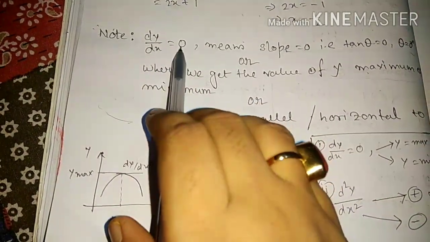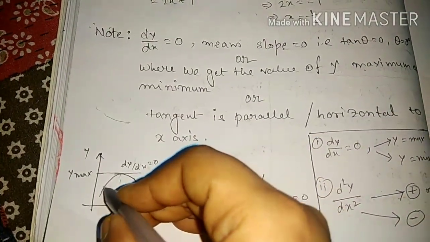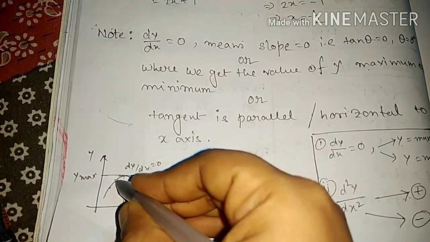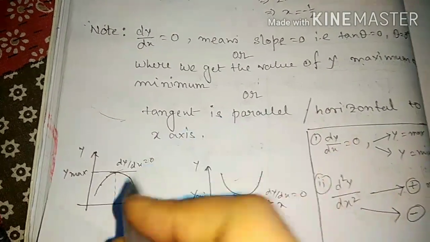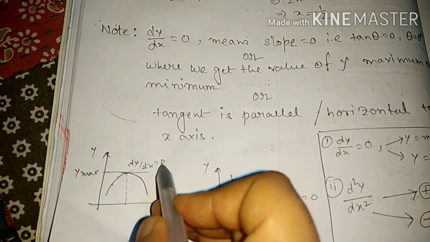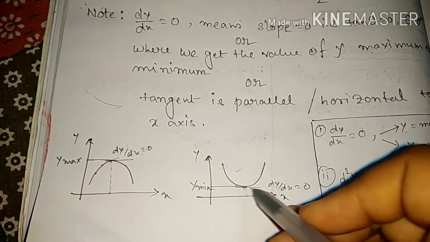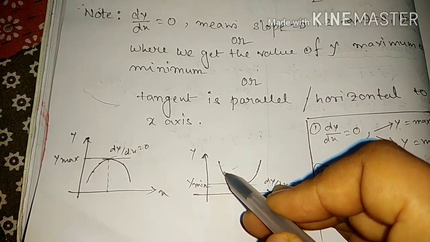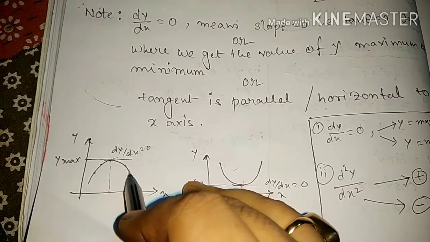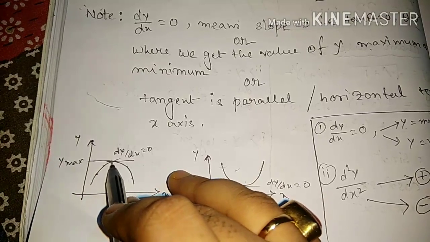So here dy by dx equals 0. If we draw these two curves, where is dy by dx equals 0? At this point, if we make a tangent, the slope is 0, that means tan theta equals 0. So dy by dx equals 0 at this point, and this is a minimum value for this one. This is a decreasing graph, and at this point the value of y is minimum. And if we consider this one, this is an increasing graph, and after that it will decrease. So this is the maximum value of y.